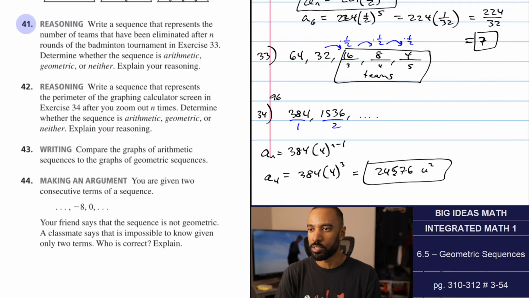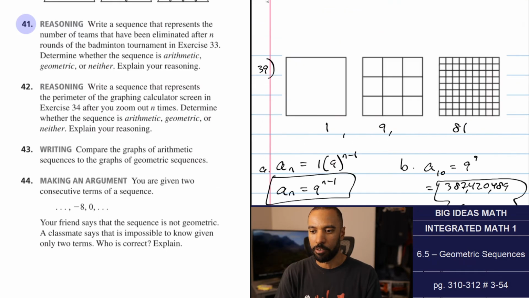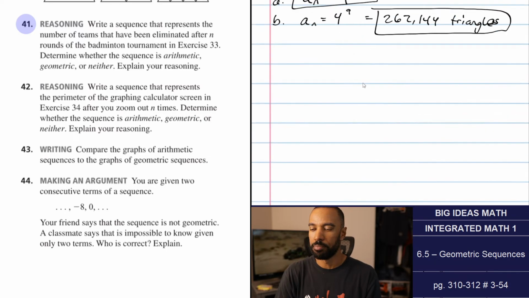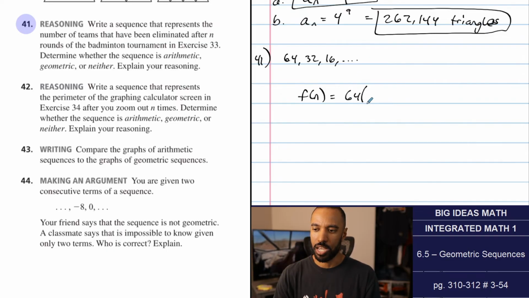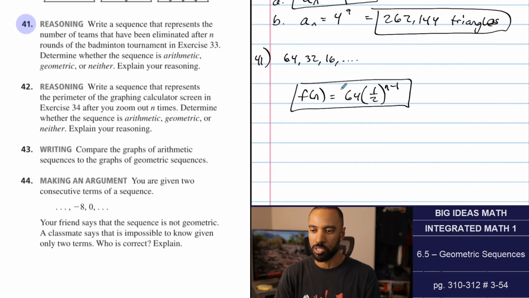So in writing a sequence there, I am going to have 64 be the first term, just like I kind of had. So number 41. Once again, what we know is like 64, 32, 16, etc. I believe that's how it went, right? And then the sequence now can be, let's go back to an f of n here. But our rule is going to be f of n equals 64 times 1/2 to the n minus 1 power, where n represents the number of rounds that have gone by.